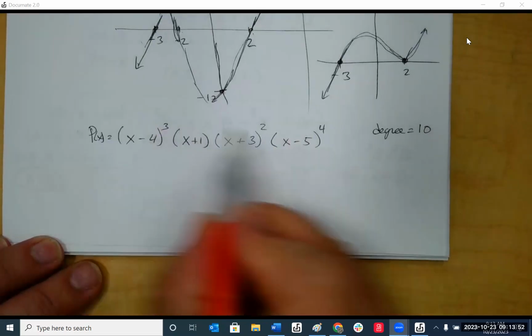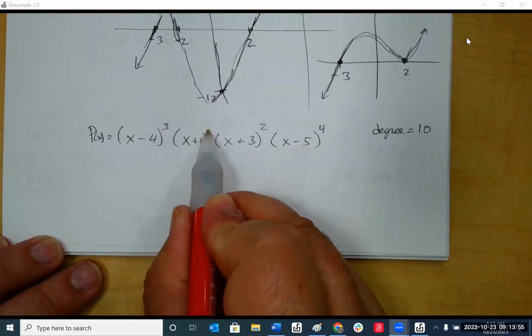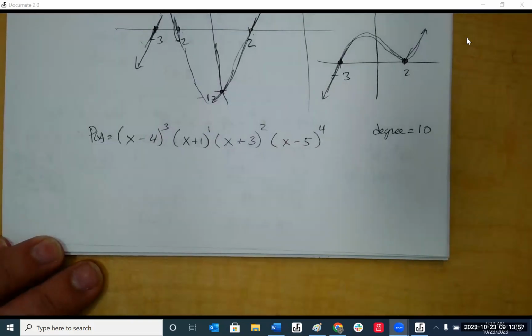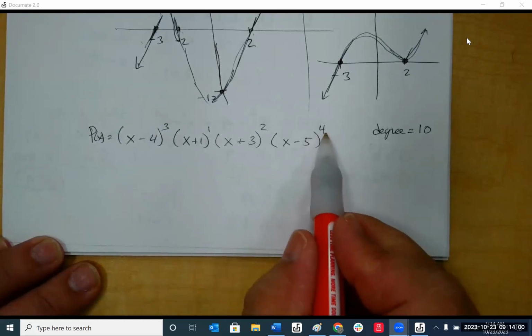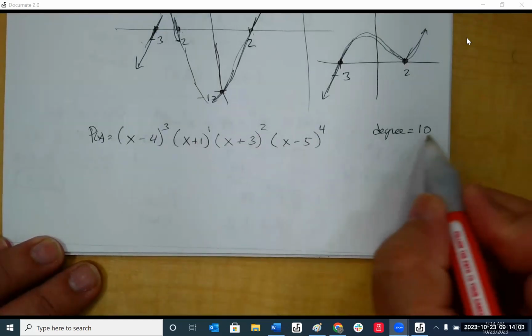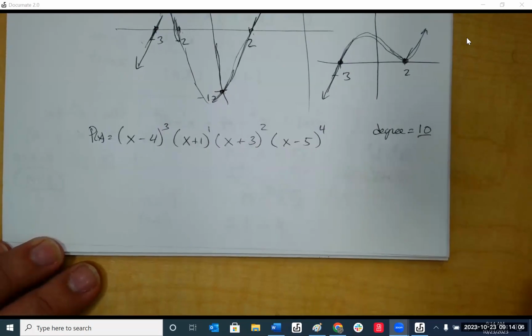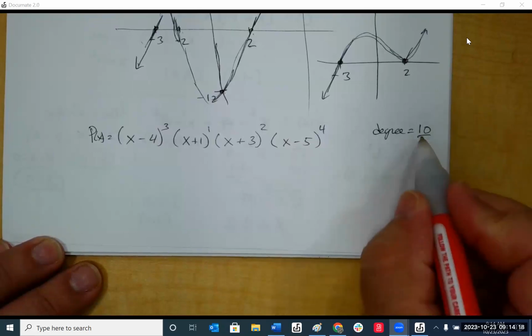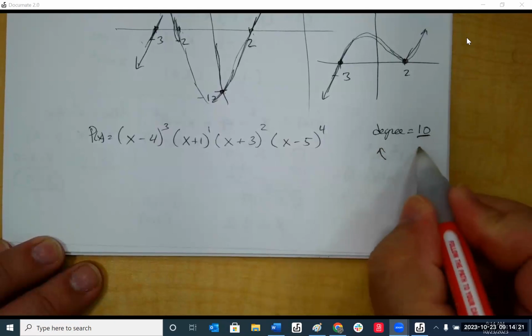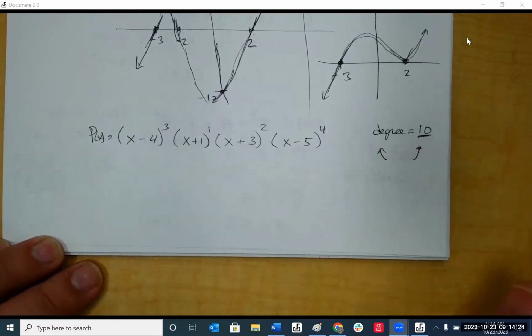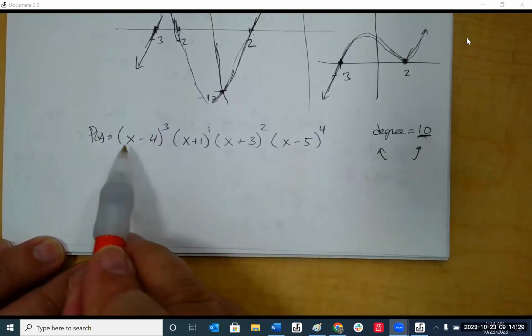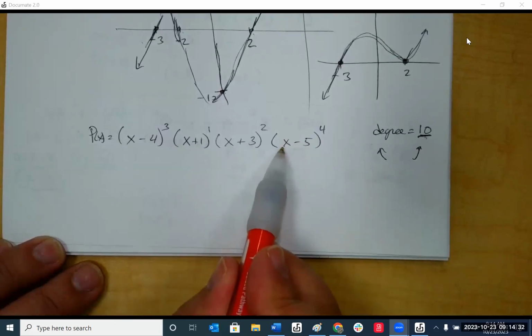There's 3 there, right? There's 2 there. What's this one? If there's no number, it's automatically a 1. 4 plus 4 is 8, plus 2 is 10. So if it's degree 10, what do we know the graph's going to look like? What's the end behavior going to look like? Do they point the same direction or opposite? If it's even, both end behaviors point the same direction. If the degree is even, they point the same direction, either up or down. And since all the x's are positive, it's going to point up.